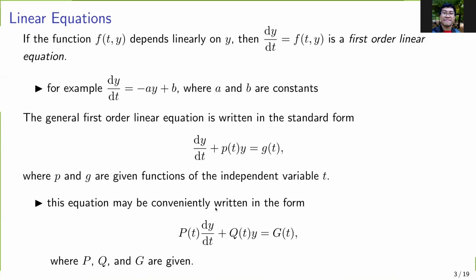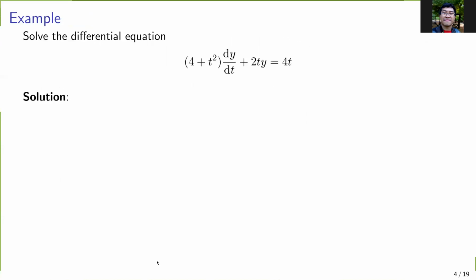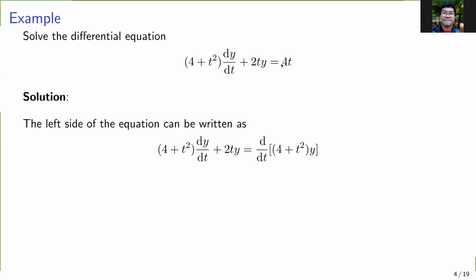This equation can also be written in a convenient form p(t) dy/dt plus q(t) y equals g(t), where p, q, and g are given. Let's try an example. Solve the differential equation (4 plus t squared) dy/dt plus 2ty equals 4t. The left side of the equation can be written as the derivative with respect to t of (4 plus t squared) times y. That can be easily checked.